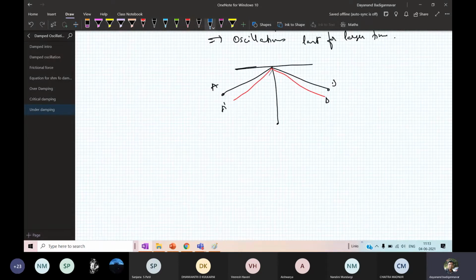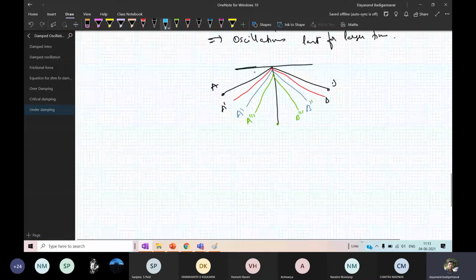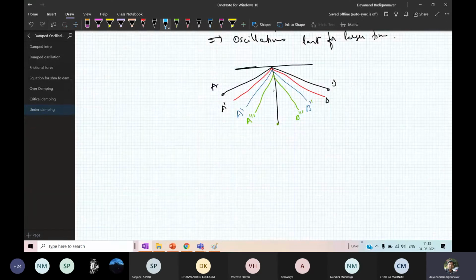After some time what happens? It is A double dash, B double dash. Again after some time it is A triple dash and B triple dash. Likewise, the amplitude slowly goes on decreasing. After some time, it is going to come to a halt like this. You are getting the point. Gradually, it is decreasing.